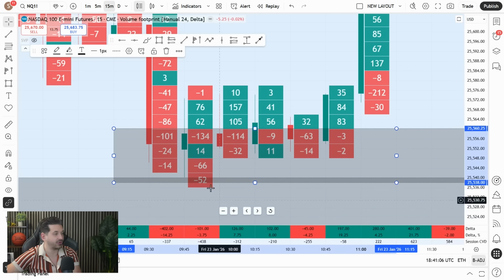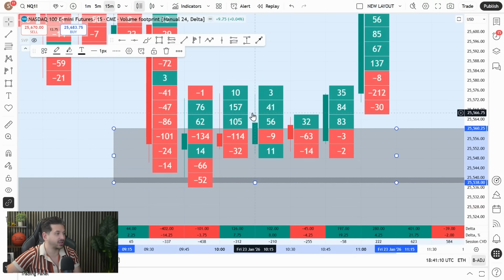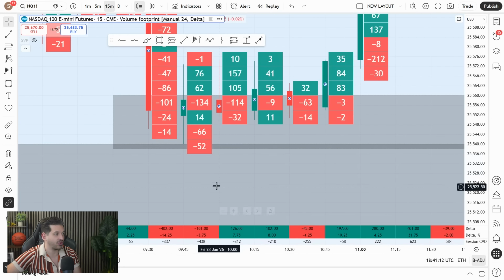When we get to these areas, I want to see absorption. I want to see something indicating this isn't going to just break right down and go through. I'm seeing absorption here. The sellers are coming in aggressively. They're unable to break below it. Okay, buyers are starting to come in. There's interest from the buyers aggressively as well, right?